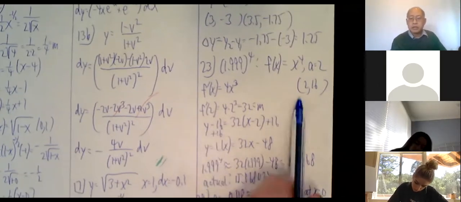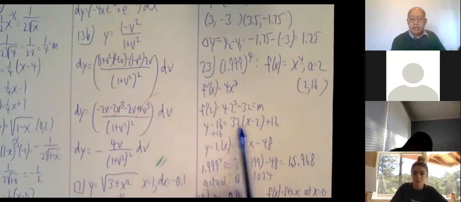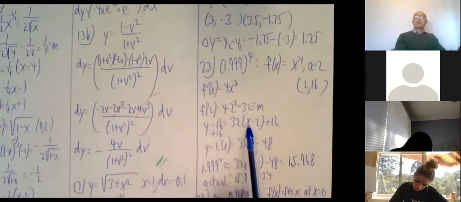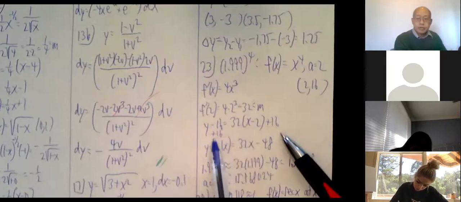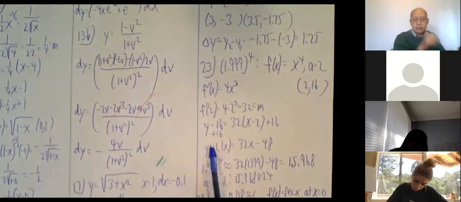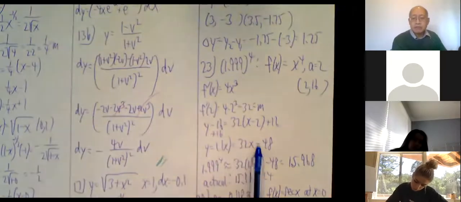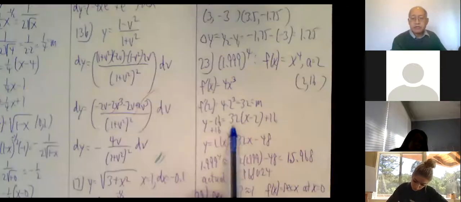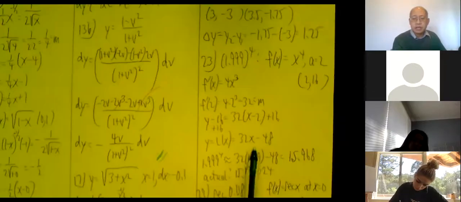So y minus y1 equals m times x minus x1. Okay. But now we have to keep going. So add 16 to both sides, clean it up. y equals L of x, 32x minus 48. 32x minus 64 plus 16 is 48.